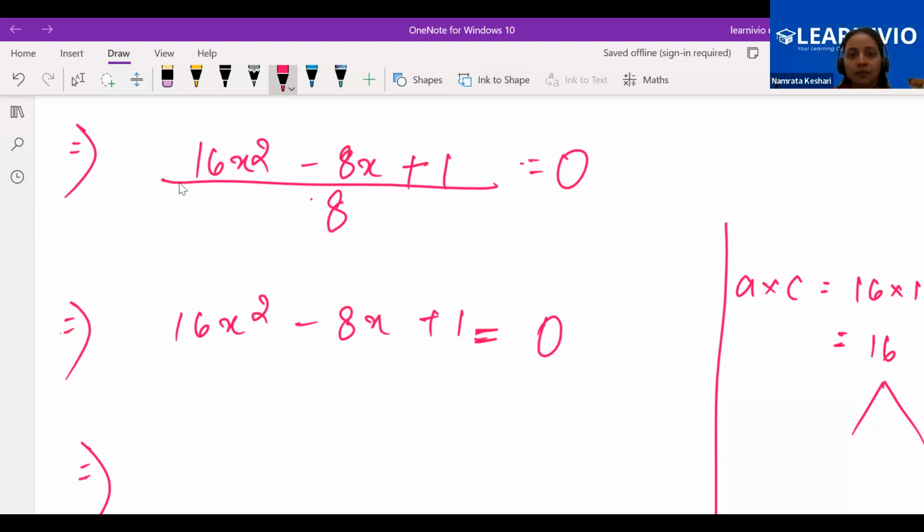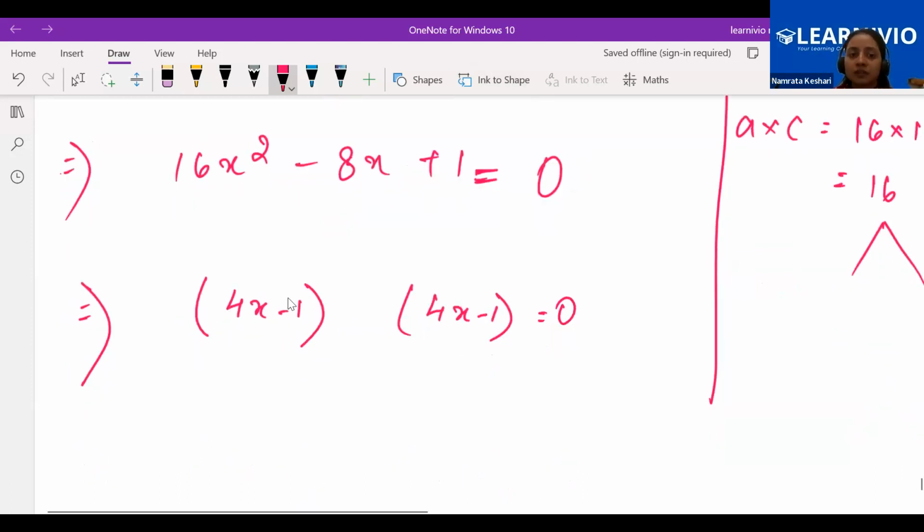Okay, so I'm getting both of the x's are the same, like 4x minus 1, 4x minus 1. I'm getting both of them are the same. Next, it will be 1 by 4 for both of them. 1 by 4, yes, it can be the same.